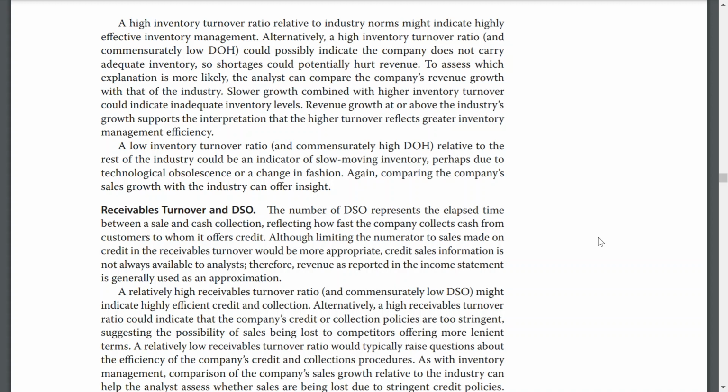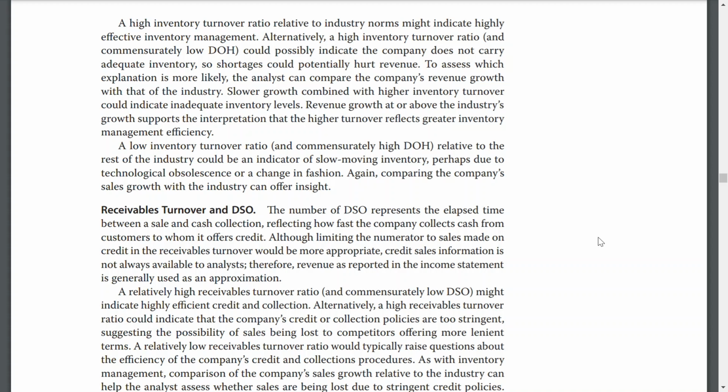Receivables turnover and DSO. The number of DSO represents the elapsed time between sale and cash collected, reflecting how fast the company collects cash from customers to whom it offers credit. Although limiting the numerator to sales made on credit in receivables turnover would be more appropriate, credit sales information is not always available to analysts. Therefore, revenue as reported in income statements is generally used as an approximation.